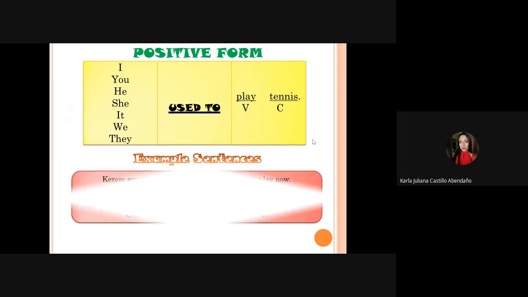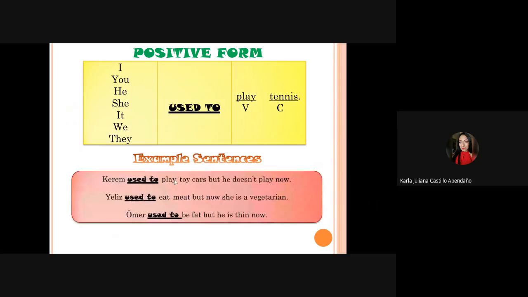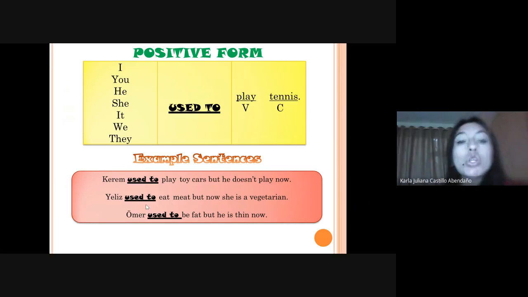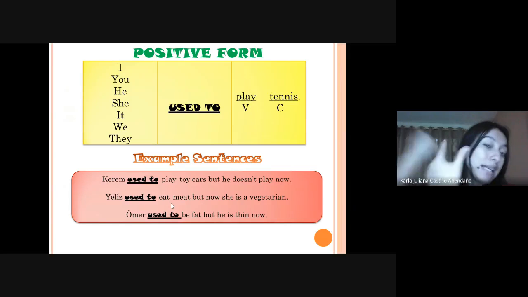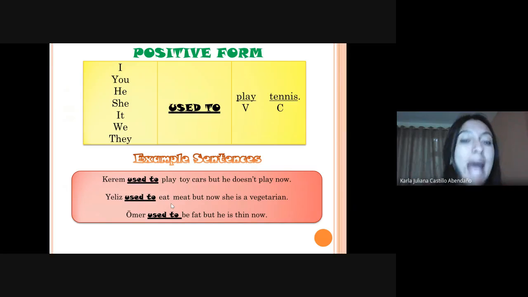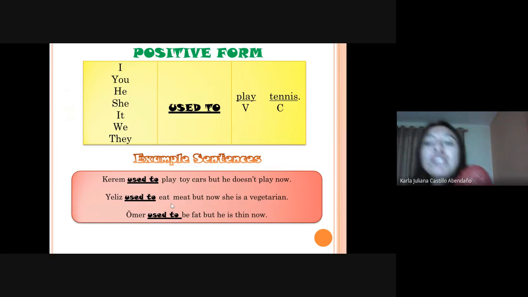For example, here we have: Karen used to play with toy cars in the past, but she doesn't play now. Karen solía jugar con carritos de juguete, pero no juega ahora, right? Yeah, this is the thing that we are going to use now. Kelly used to eat meat in the past, but now she is a vegetarian.